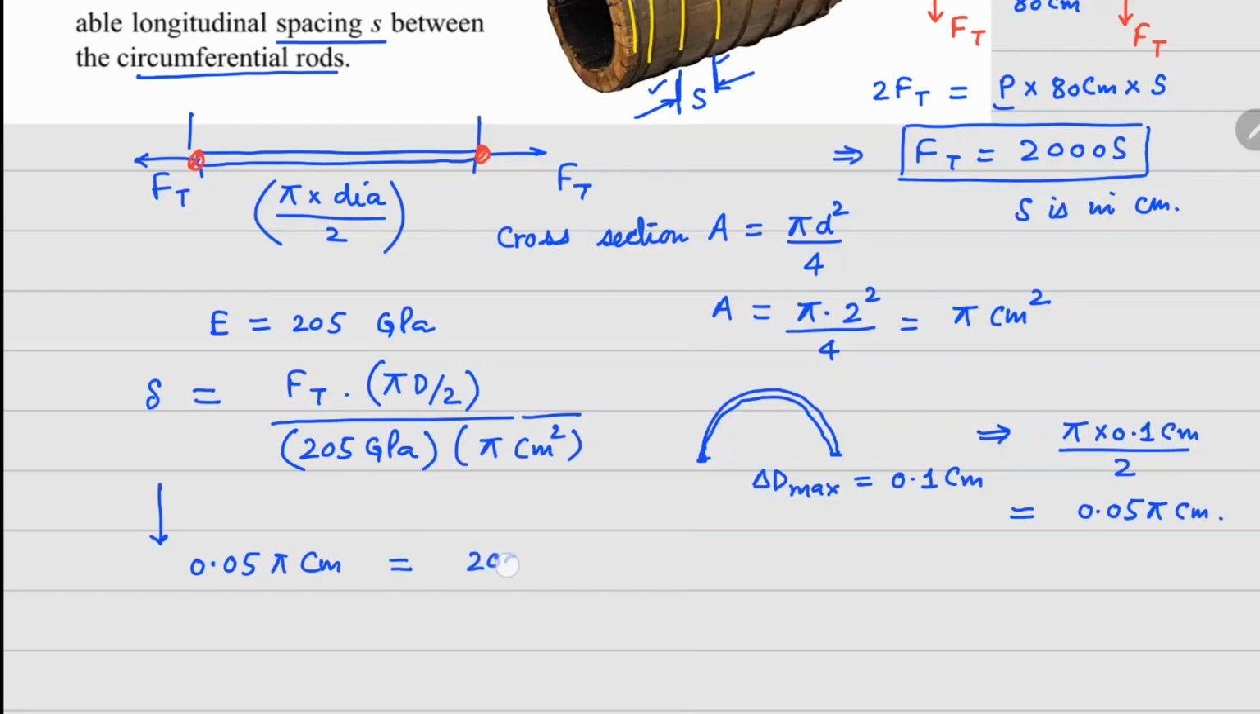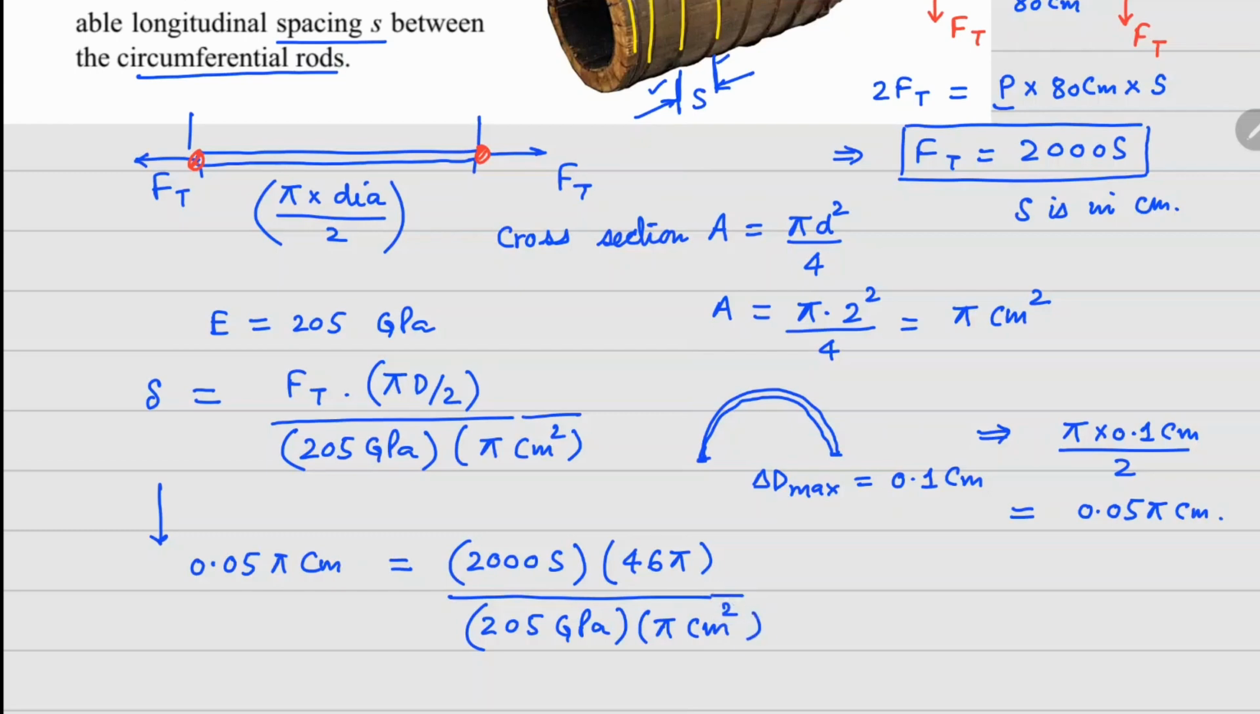So the allowable delta is 0.05 pi centimeter, which is equal to Ft times pi d over 2, where Ft is 2000 S and d is 92 centimeters, so this becomes 2000 S times 46 pi divided by 205 gigapascals times pi centimeter square. So in this equation everything is known except for this S value here, and when I solve for this S, this comes very close to 35 centimeters.